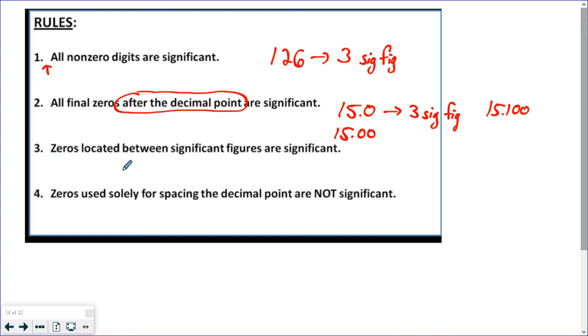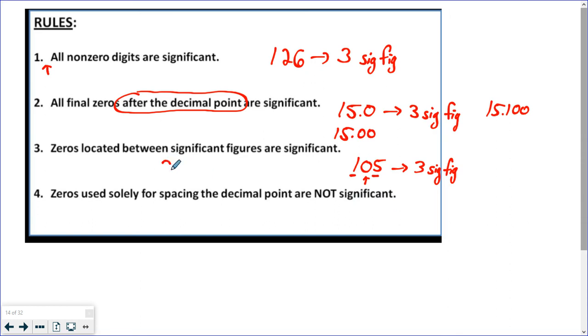Rule number 3, zeros located between significant figures are significant. So zeros located between significant figures would be something like this, 105, because this is sandwiched between the 1 and the 5, which rule number 1 says those are significant digits because they're non-zero. This 0 automatically counts. It's stuck between the two, so this would also have 3 significant figures. I'm not trying to make all of them have 3 significant figures. It's just happened to work out that way. But the 0 sandwiched between counts.